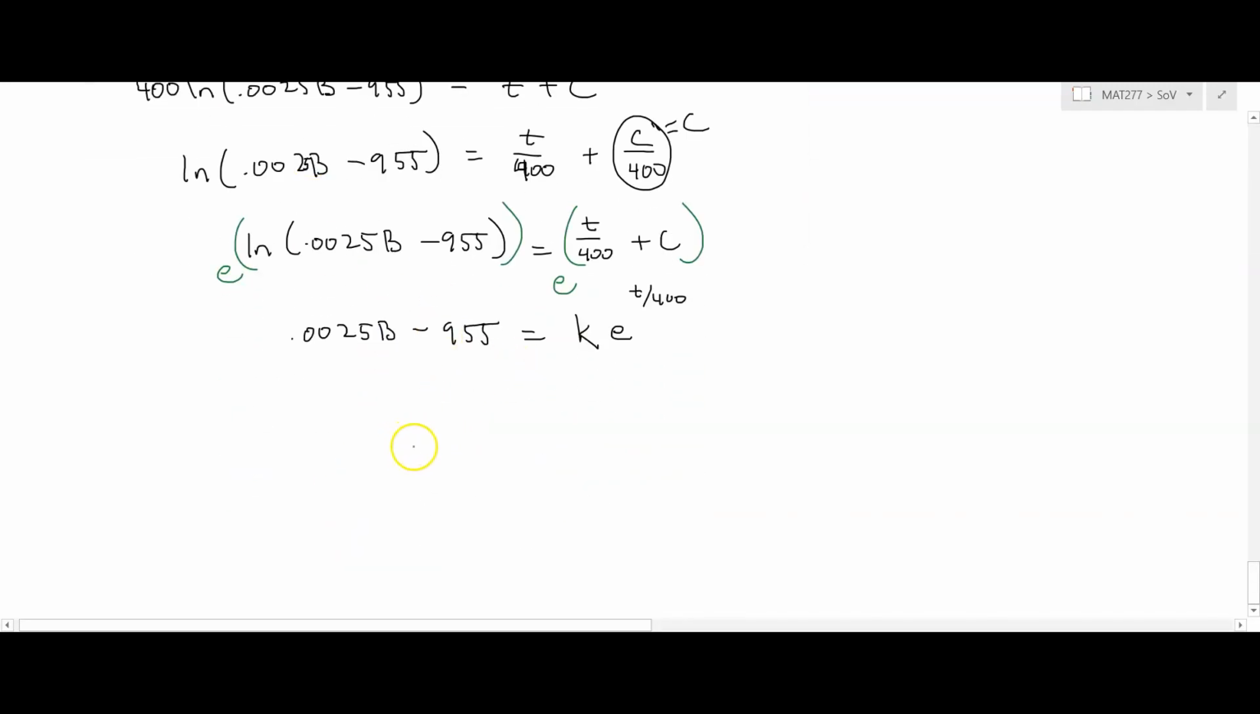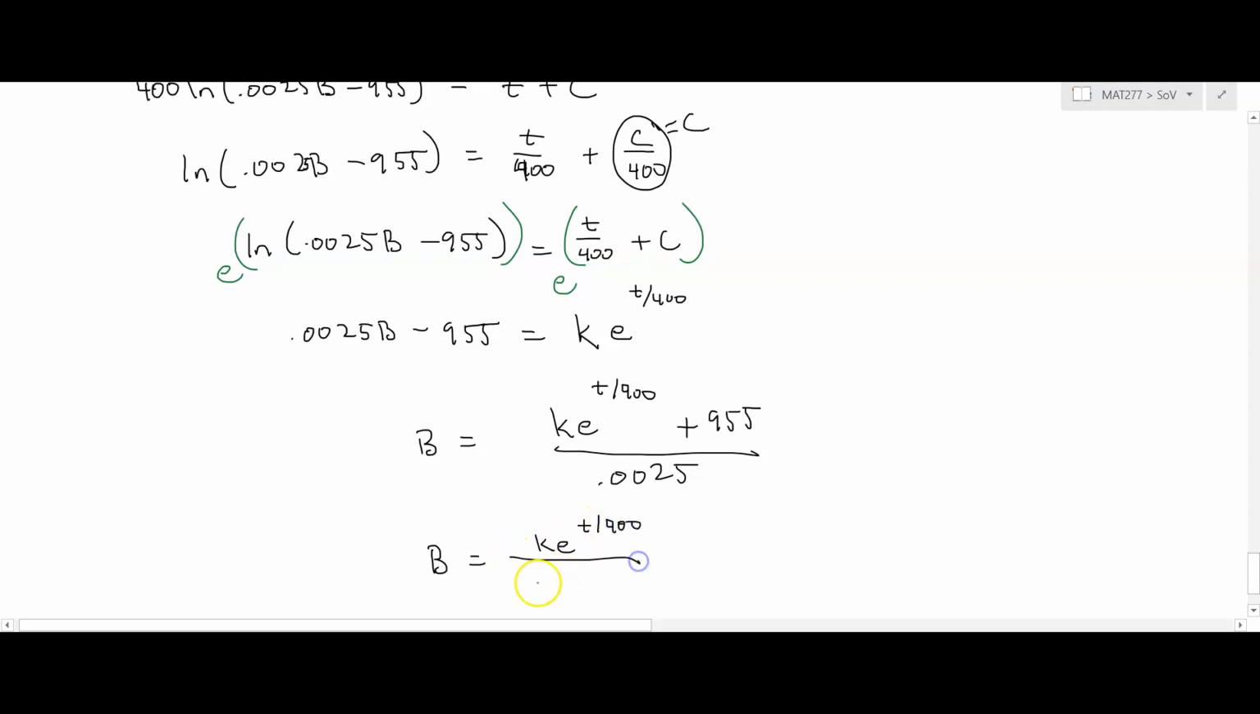Add 955 and divide by 0.0025. So I'll have b equals k e to the t over 400 plus 955 all over 0.0025. It's totally fine to leave it like this, but because when I divide two terms by a value they both get divided by it, I can reduce this a little bit more, and it's helpful to do this.